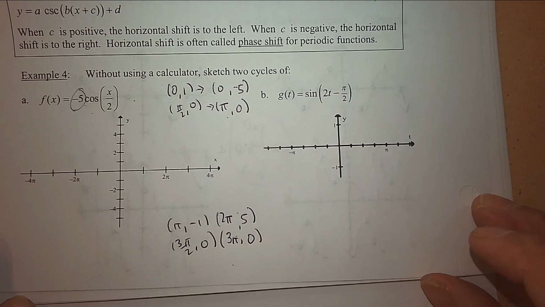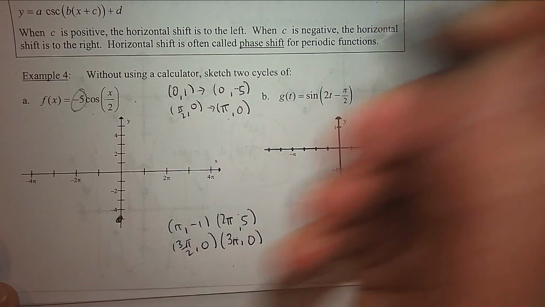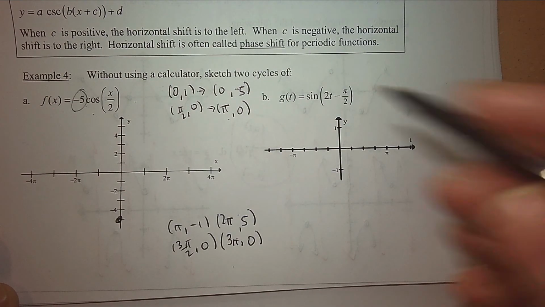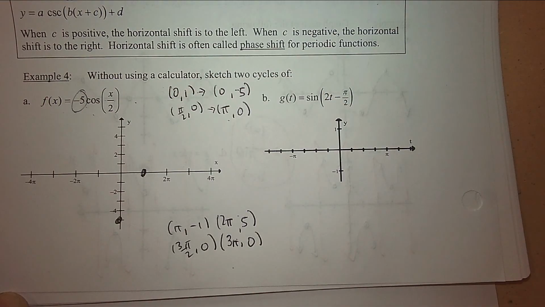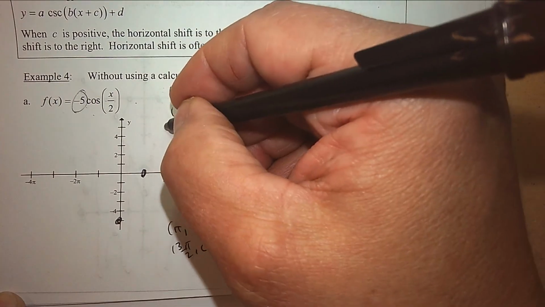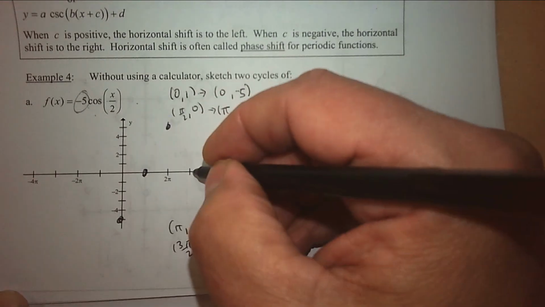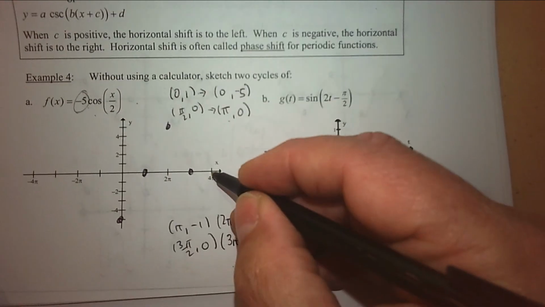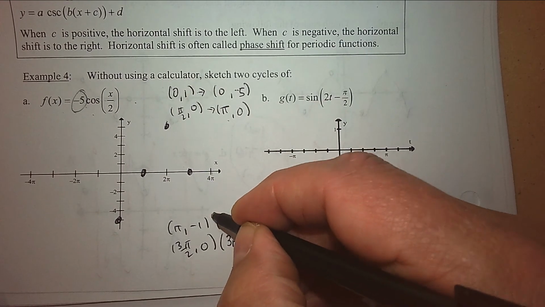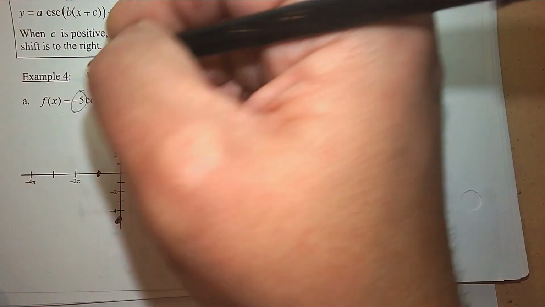So 0, -5, and then pi 0, two pi 5, and 3 pi 0. So where would you consider this pattern? Where would 4 pi be? The bottom. And then follow the pattern on the other side.